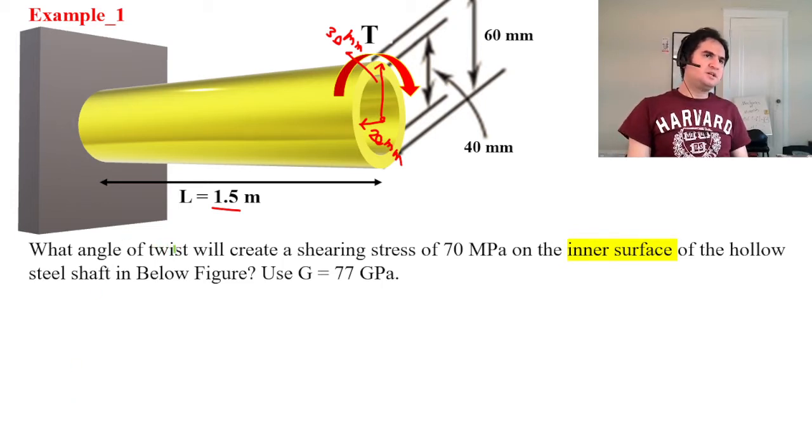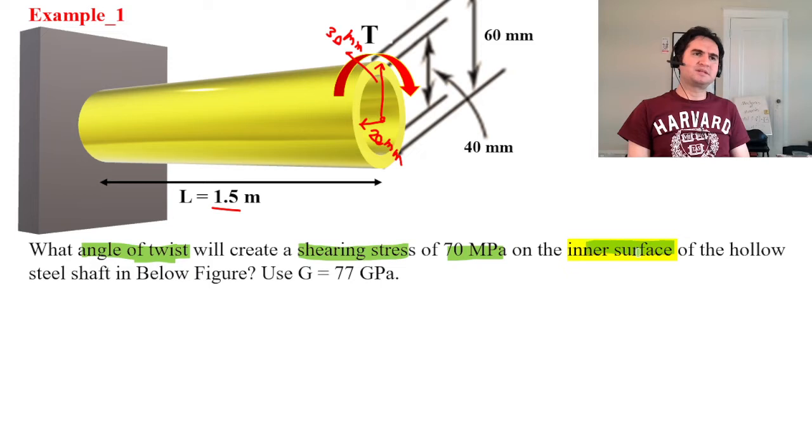A question is: what is the angle of torsion which will create a shearing stress of 70 megapascal at the inner surface of the hollow shaft? The rigidity modulus is provided for steel to be 77 gigapascal.